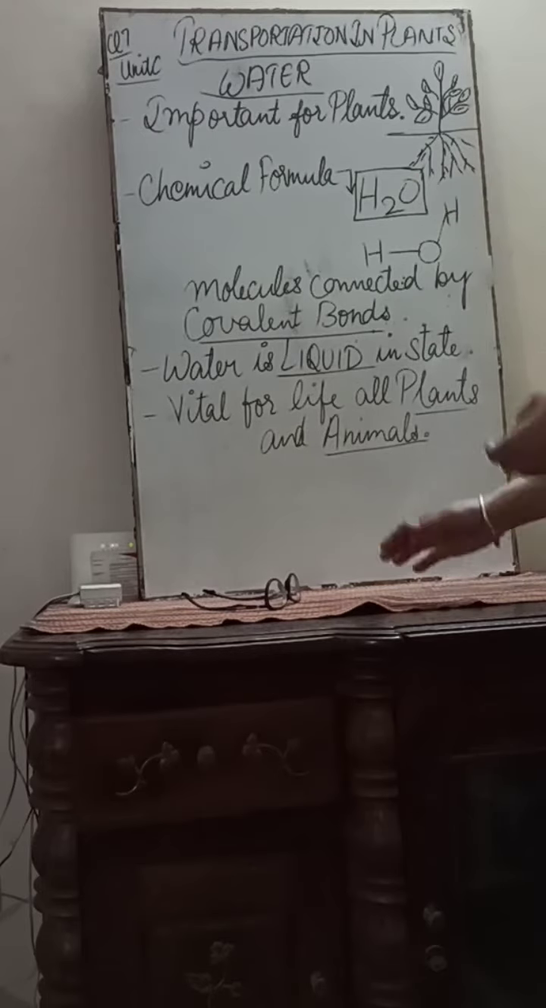The chemical formula of water is H2O, that is 2 atoms of hydrogen and 1 atom of oxygen. They are joined together by a covalent bond. So water is in the liquid state and it's vital for all the plants and animals. So this is how water is required by the plant body for its survival, for its living. And how water is transported from the roots to the different parts of the plant is explained in this lesson.